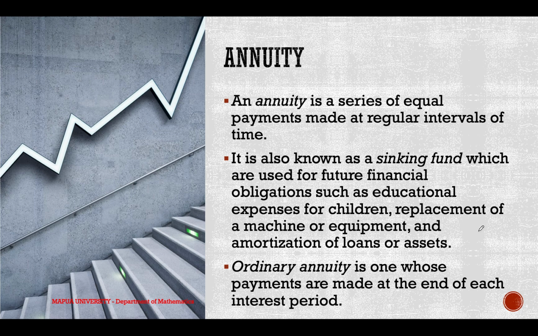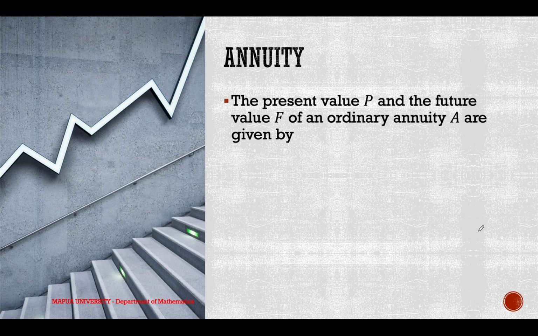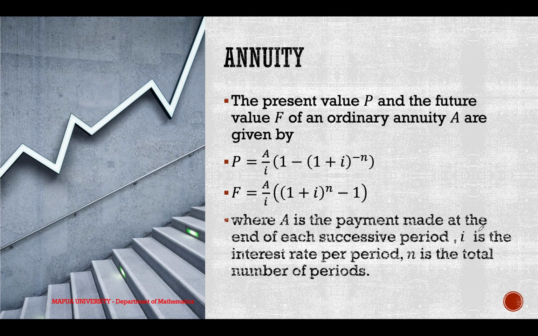Ordinary annuity is one whose payments are made at the end of each interest period. The present value P and the future value F of an ordinary annuity A are given by the following formulas. So this is the formula for the present value. So A here is the ordinary annuity. And then this is your future value. And from the previous, i is also the interest rate per period, and n is the total number of periods.